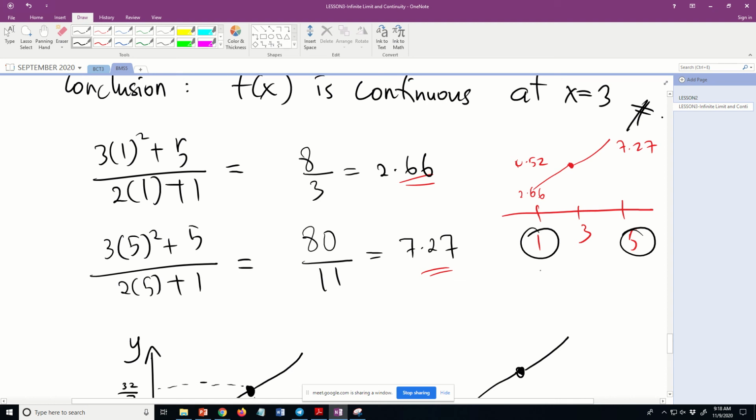So I tahu bila ganti 1, when I put 1 here, I get the answer of 2.66. Okay, so saya tahu dia ada dekat bawah. And then dekat 3, kita dah tahu tadi. Kita tahu tadi apa? We get the answer is 4.52. Meaning that ini curve lah actually.